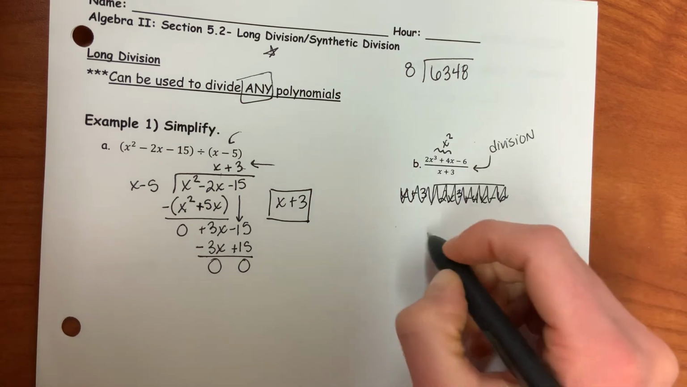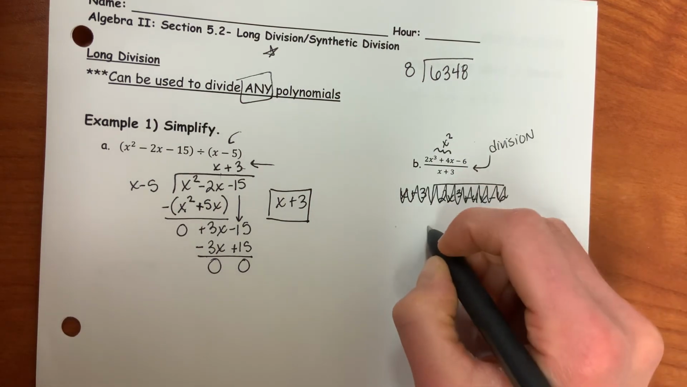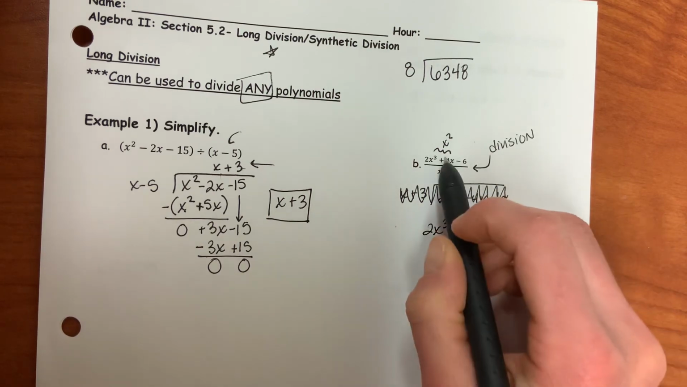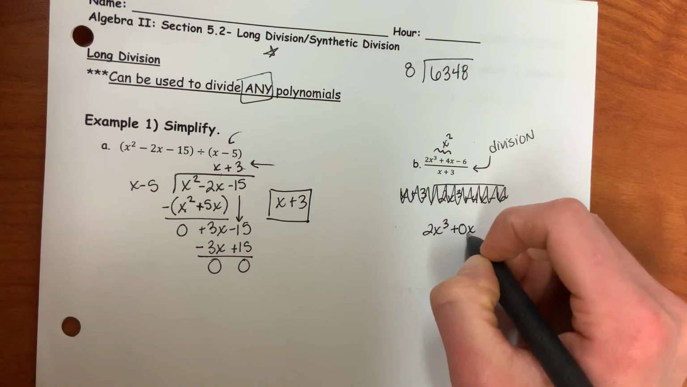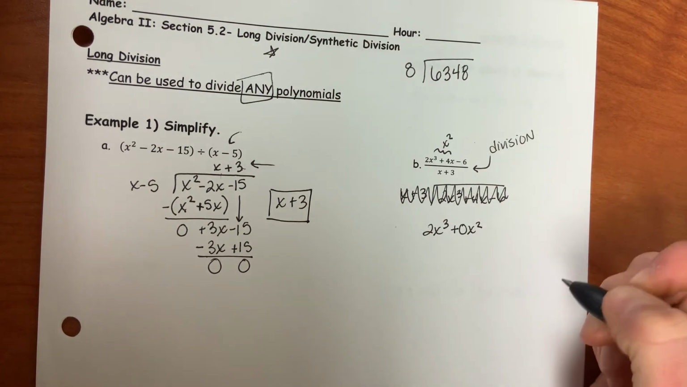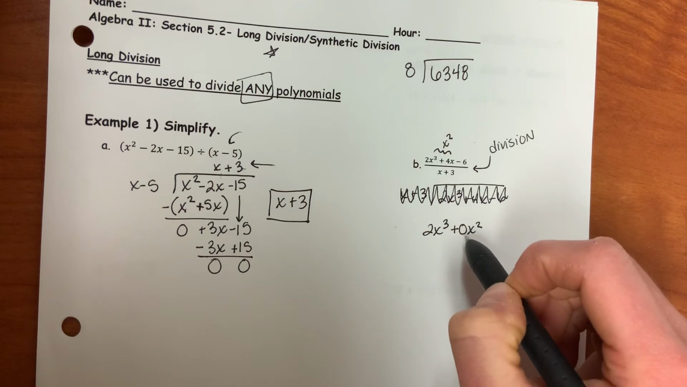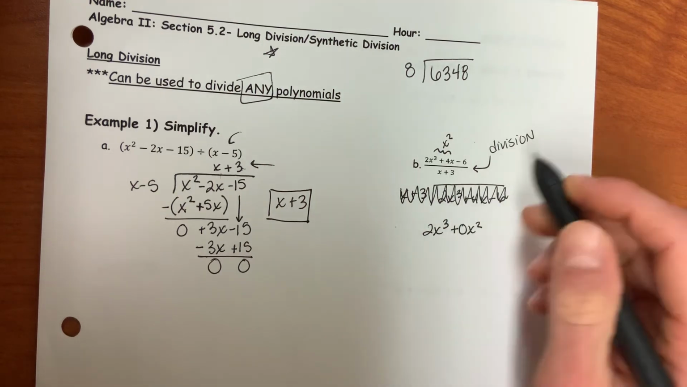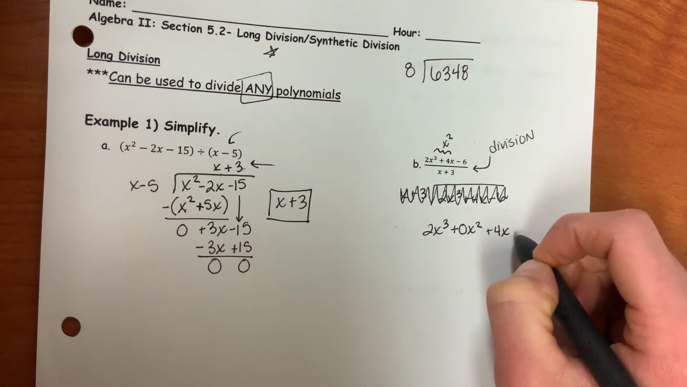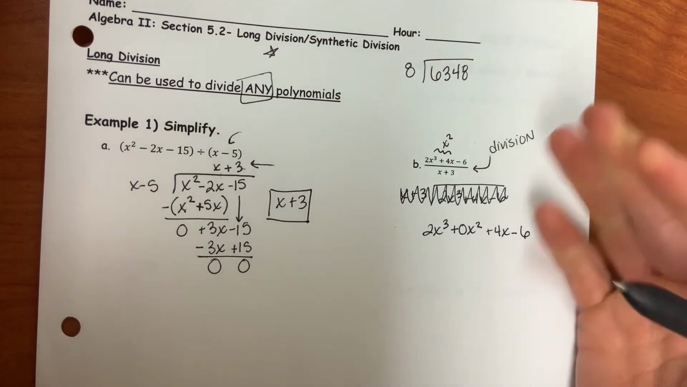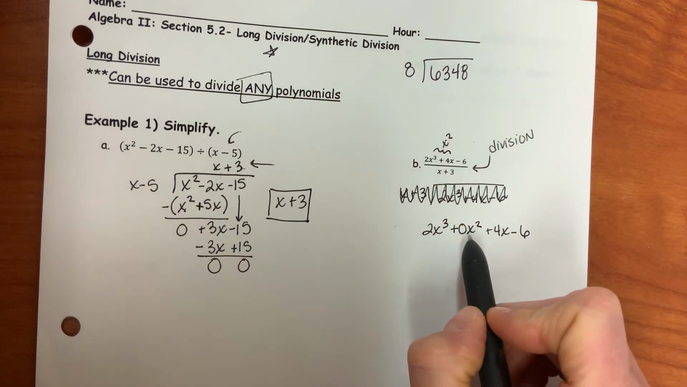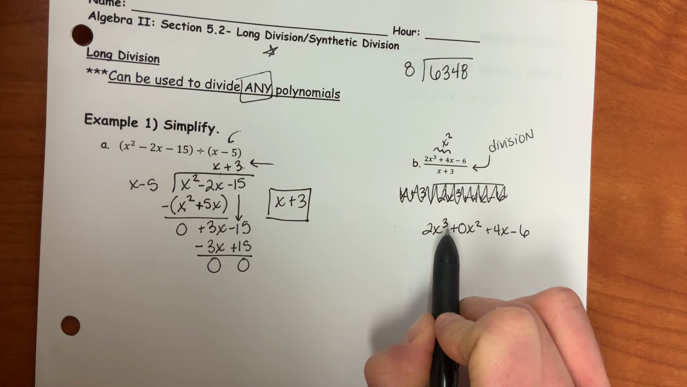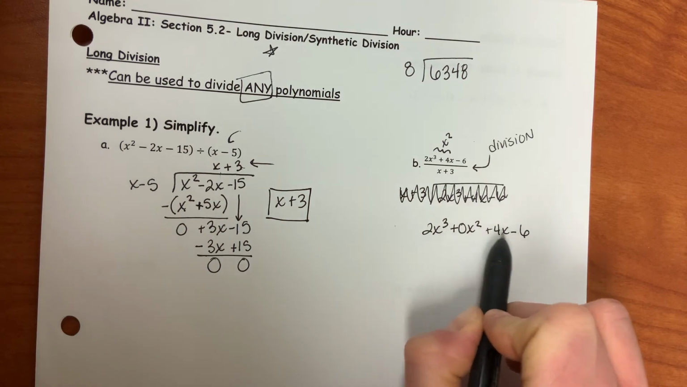So when we set up our division, we're going to have 2x cubed. Then since I don't have an x squared value, I'm going to put plus 0x squared. I have to account for that spot, but since it's just a 0, it doesn't change anything. It just is a placeholder. Then plus 4x minus 6. There may be some problems where you have 2 or 3 placeholders, but you've got to make sure that you are accounting for every place from your highest exponent all the way down to the constant.